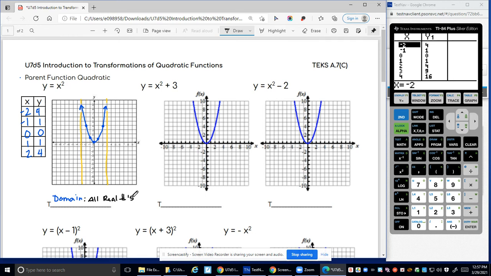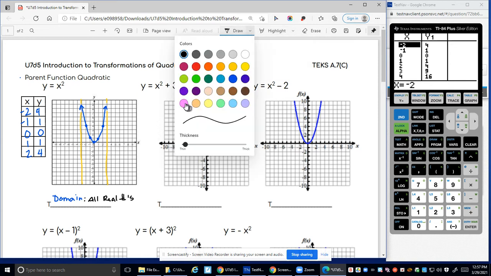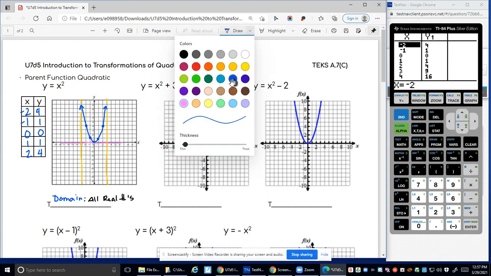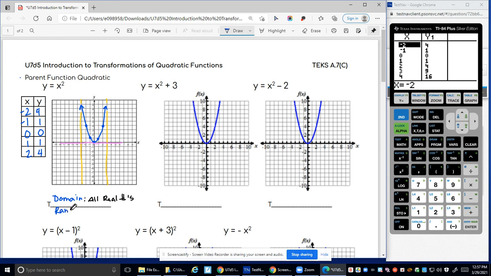And our range: we start here. Our lowest point is on the y-axis at 0, and everything above. This is from previous lessons, so if it's a little rusty, go back to that lesson and brush up. Range is all about y, and it is everything greater than or equal to 0. So, a little flashback.